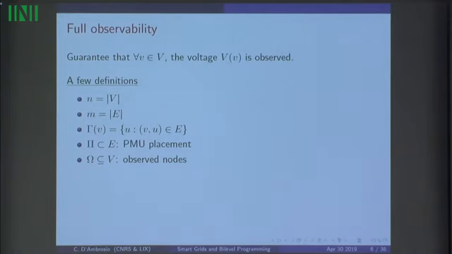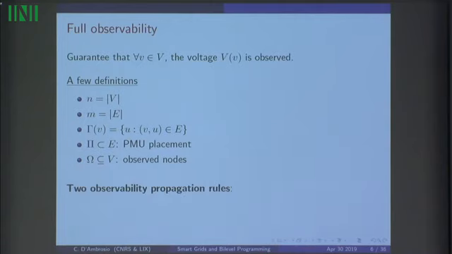From a formal viewpoint, I define n as the cardinality, so the number of nodes that we have, and m the number of edges that we have in the grid. Then gamma of v will be the neighbors of v, the nodes that are linked to v with an edge. Pi will be the subset of the edges on which we decide to place the PMUs, and omega will be the subset of the nodes that are observed.